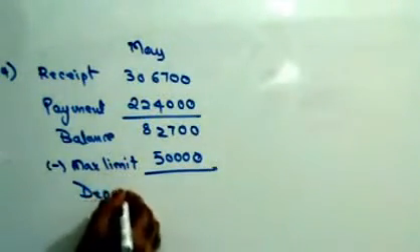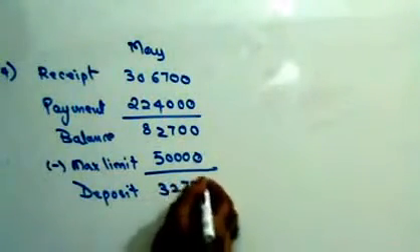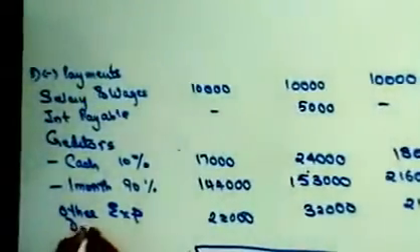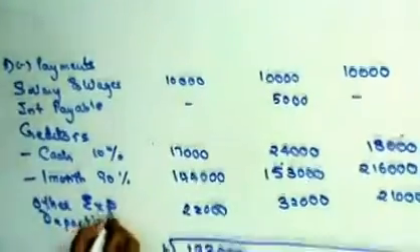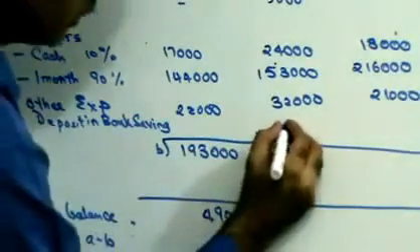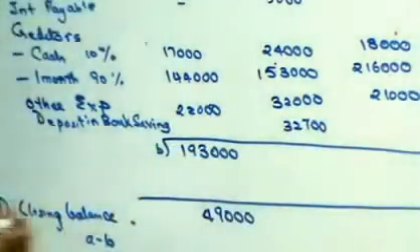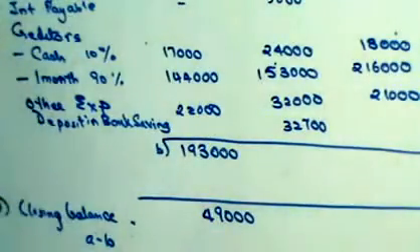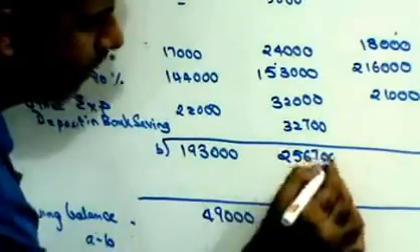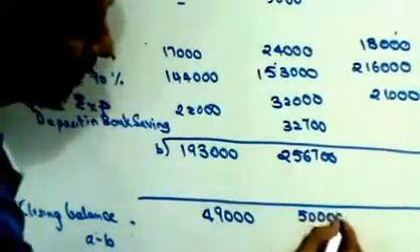So how much should be deposited in bank FD? 32,700, right? I'm going to deposit this in a bank saving account. Money is going out, therefore this is going to be a payment. See this guys, deposit in bank saving. I'm going to be depositing 32,700 in bank saving account, right? So someone please add 2,24,000 plus 32,700. 256,700. So in that case my limit is going to be 50,000.